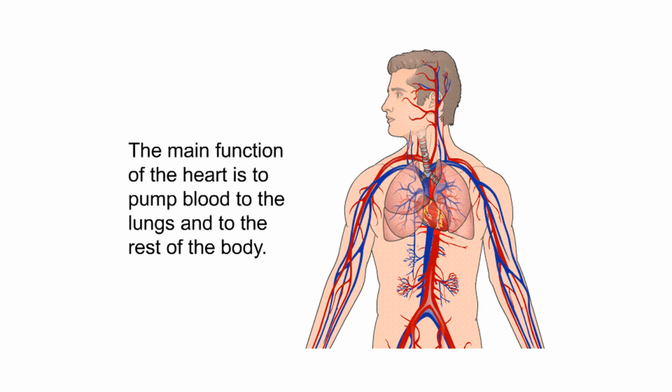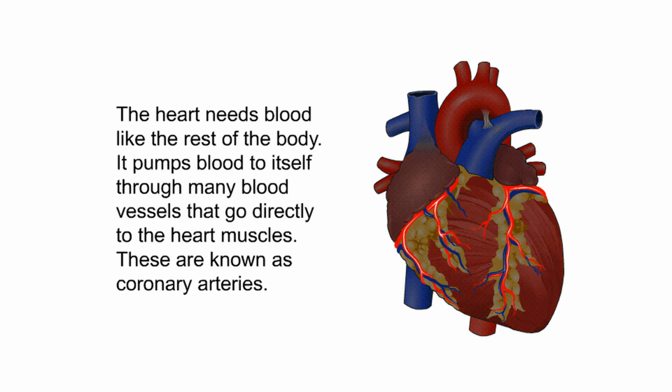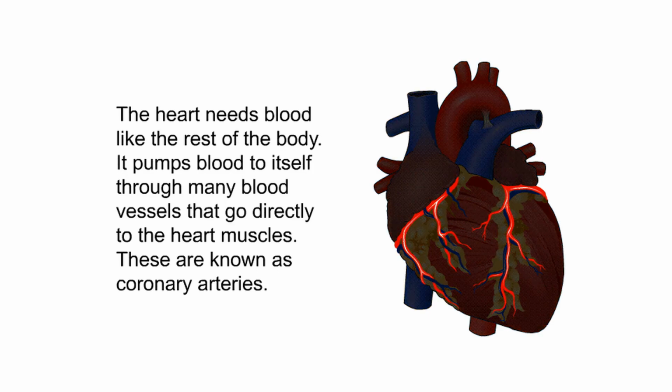Anatomy. The main function of the heart is to pump blood to the lungs and to the rest of the body. The heart needs blood like the rest of the body. It pumps blood to itself through many blood vessels that go directly to the heart muscles. These are known as coronary arteries.